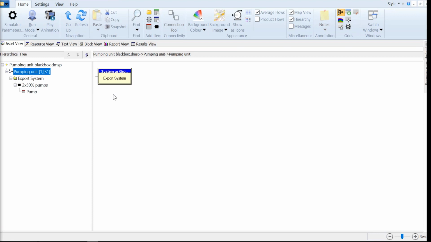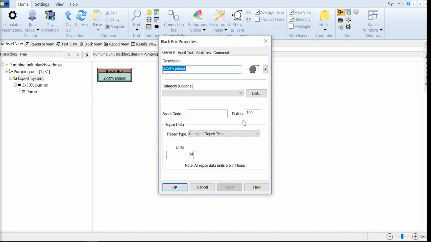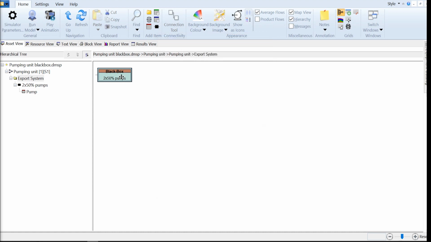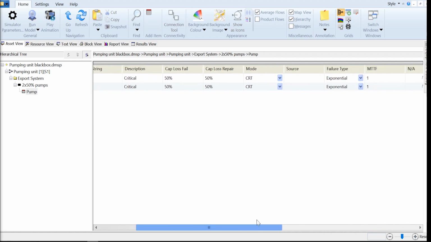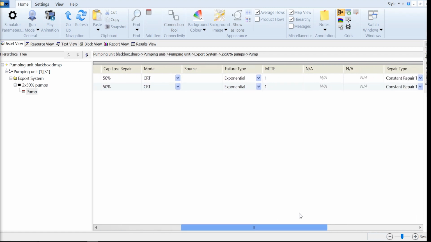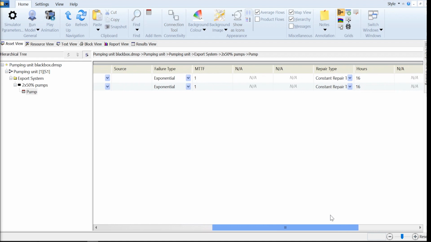In this model, we have created a system which has 2x50 pumps which are built using the black box. The black box was set at 100% rating with 24 hours constant repair time. Since we have two pumps, we will set two failure modes representing each pump in the black box. The capacity loss at failure and repair are both set at 50%. Each pump has a MTTF of 1 year and MTTR of 16 hours.